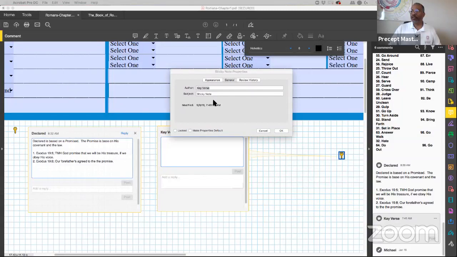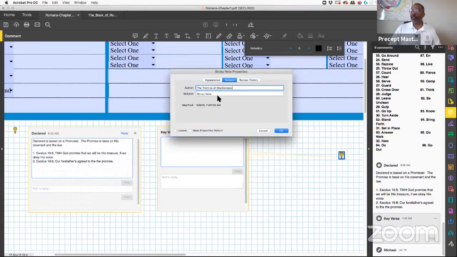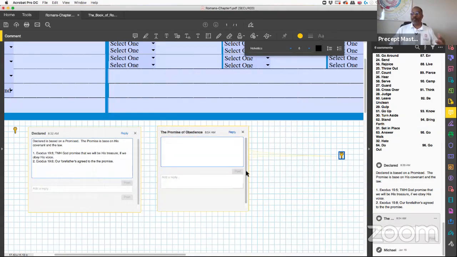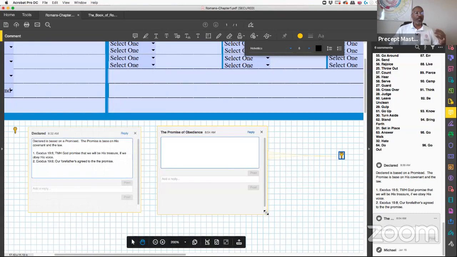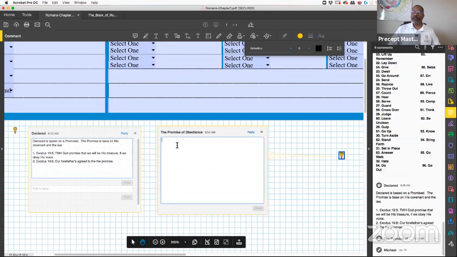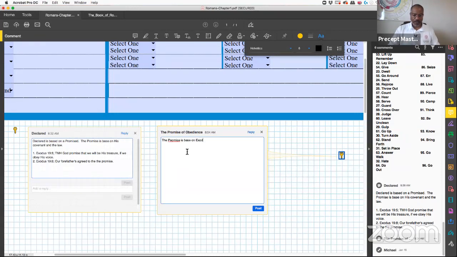So the promise is based on obedience. That's what we know. We clearly know this. It's based on obedience. How do we know? Let's look at one. We already have them up there. We don't have to put it up there because we already have it down here. You already see that declared. So we know one is the promise is based on, we already know, Exodus. Oh shoot, let me do this because I do know.